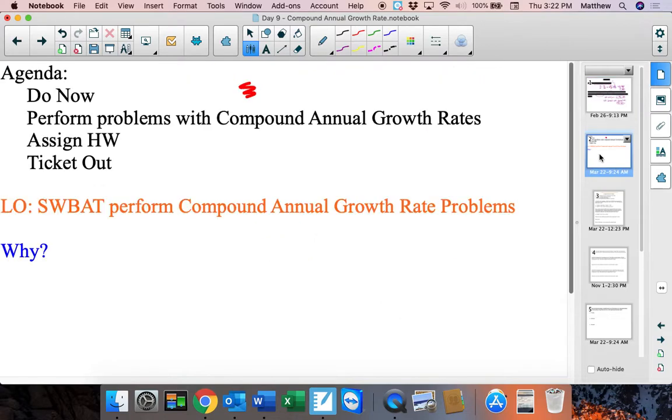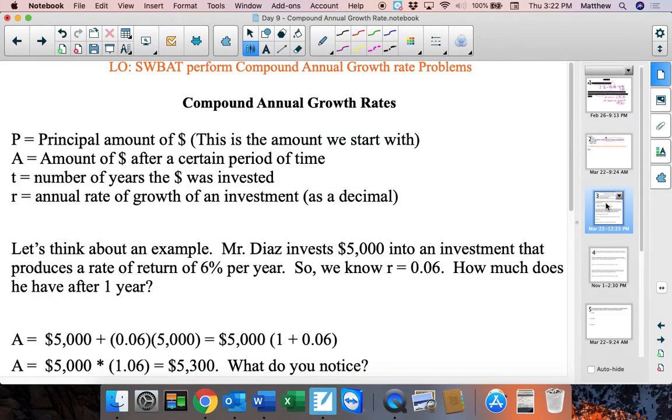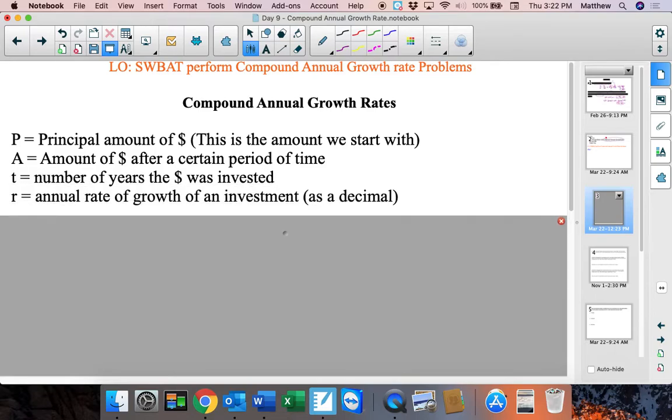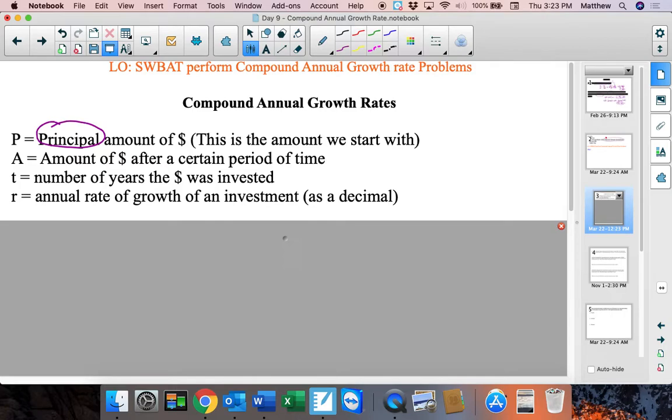Okay. So again, we are going to do problems with compound annual growth rate, which a lot of times you'll encounter when you're dealing with investments. There are a lot of notes here, but this is the one that I want us to think about when it comes to compound annual growth rates. We have P is the principal amount of money. This is the amount that we start with, and we'll do a couple of examples, so these might be new terms. And again, principal, when it comes to math, is the amount of money we start with, not like Principal Healy or something like that. It just means the beginning amount, your principal.